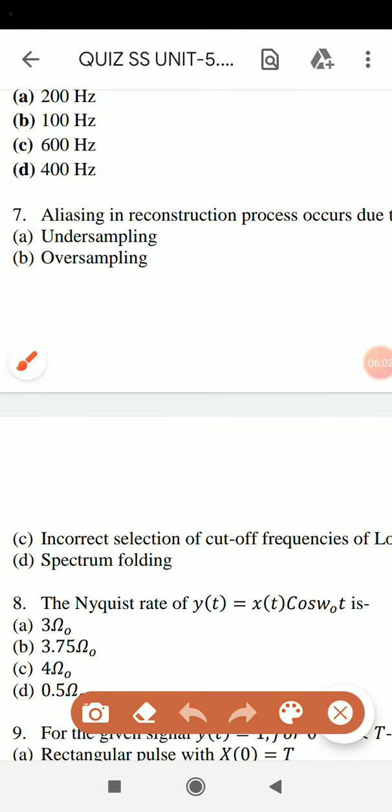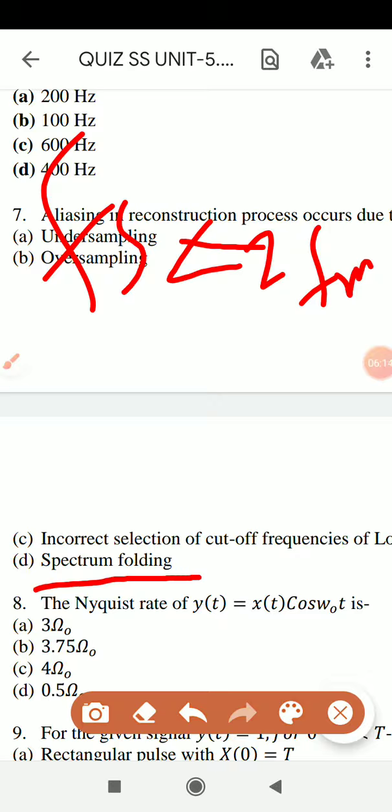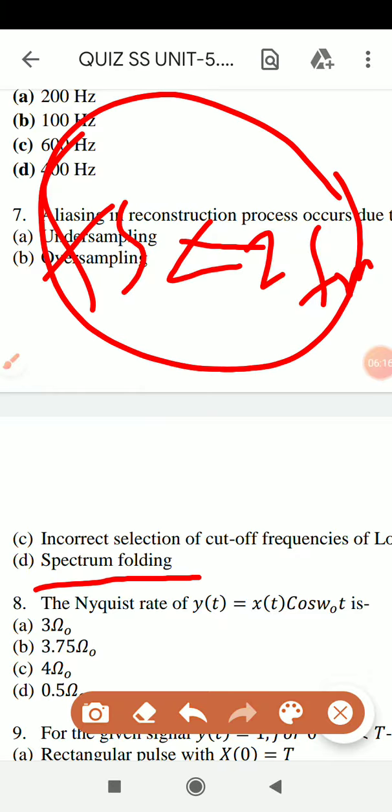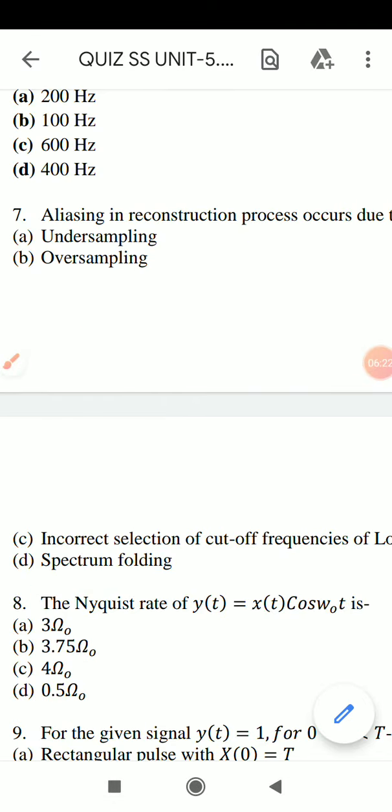Aliasing in the reconstruction process occurs due to undersampling. Undersampling means fs should be less than or equal to twice of fm. This is also known as spectral folding. Spectral folding means this, and this is spectral folding. Okay, aliasing.